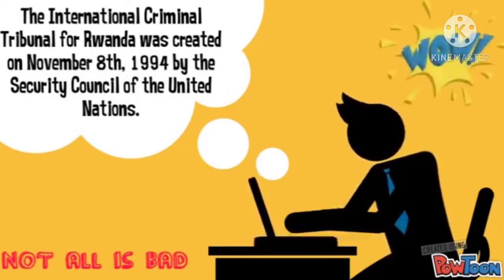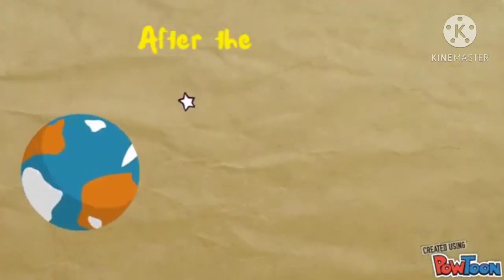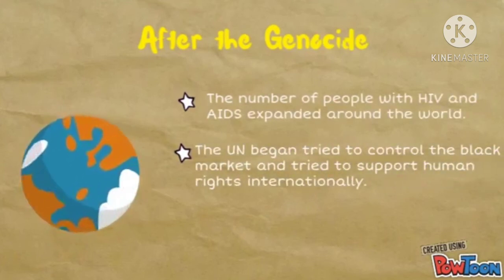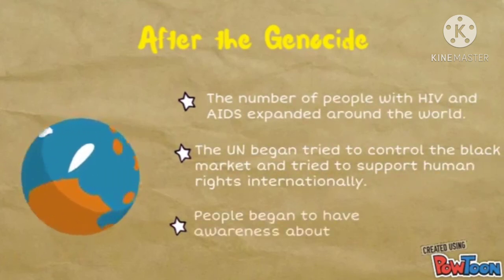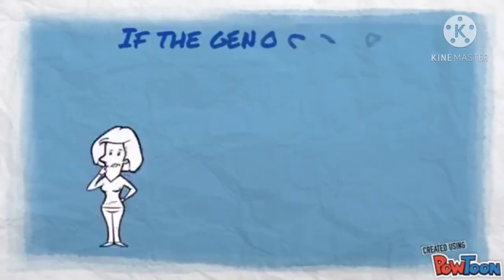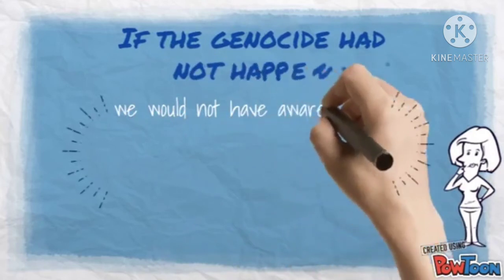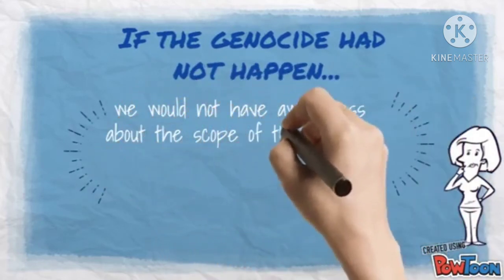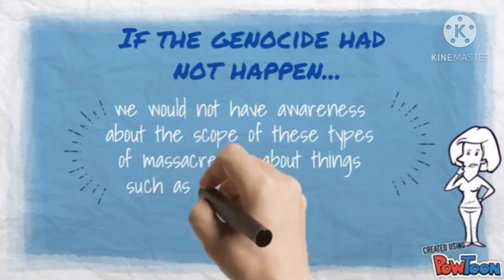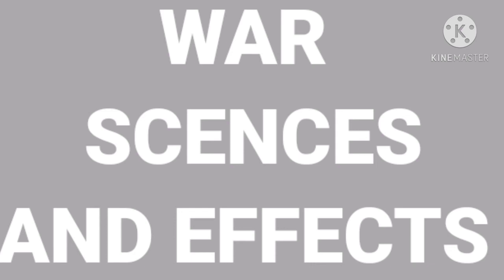Okay, but of course we know that not all is bad. The International Criminal Tribunal for Rwanda was created to charge all that were involved in the Rwandan genocide. So after the genocide, the number of people with HIV and AIDS expanded around the world, and then the UN started helping other countries. So if the genocide had not happened, we would not have awareness about the scope of these types of massacre in the country. So let's look at the war scenes and their effects.